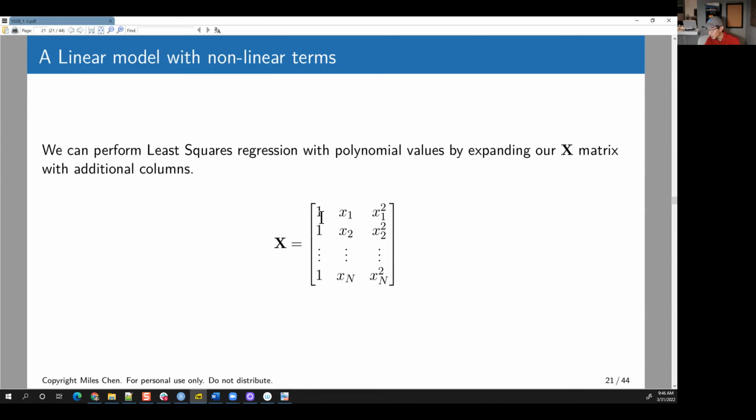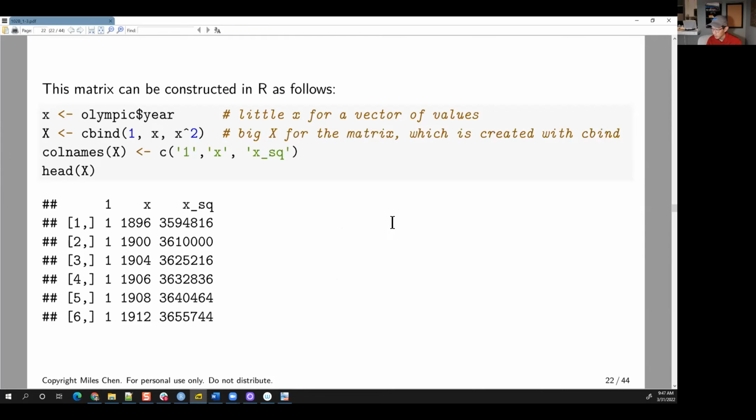So we'll still have a column of ones for our intercept, a column for our slope and a column for a quadratic term. So we're going to take our values x and we're going to square this. I can do this easily, and I can just take the column year, and then I'm going to create a new matrix x. For the new matrix x, I'm going to create a column of ones, the column x, and then I'm going to take x squared and put that in here, right?